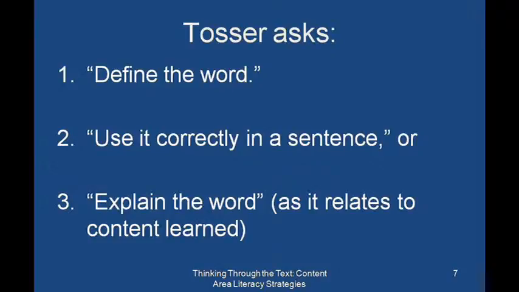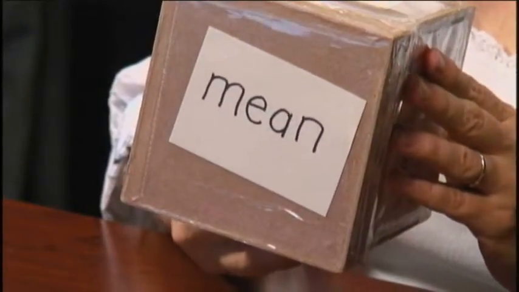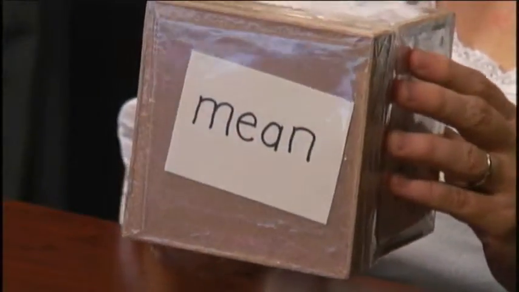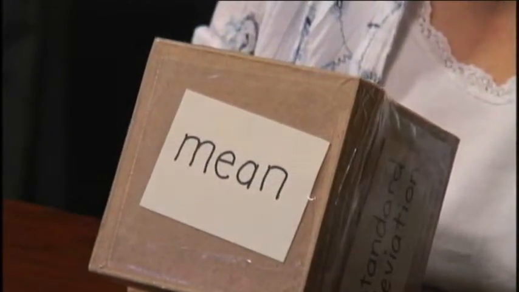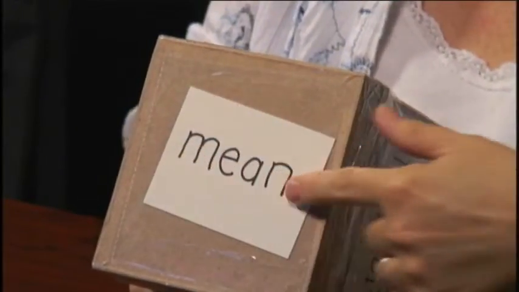For example, if the word on top, when it was caught, was mean, the student who caught it might say, a mean is the average of a set of numbers. If the tosser asks, use the mean in a sentence, the other team members would listen to the answer, and they would have to determine whether it was used correctly. Or the tosser could ask, how do you find the mean of a set of numbers? The answer might be, you find the mean of several numbers by adding them up and dividing them by the number of numbers you have.